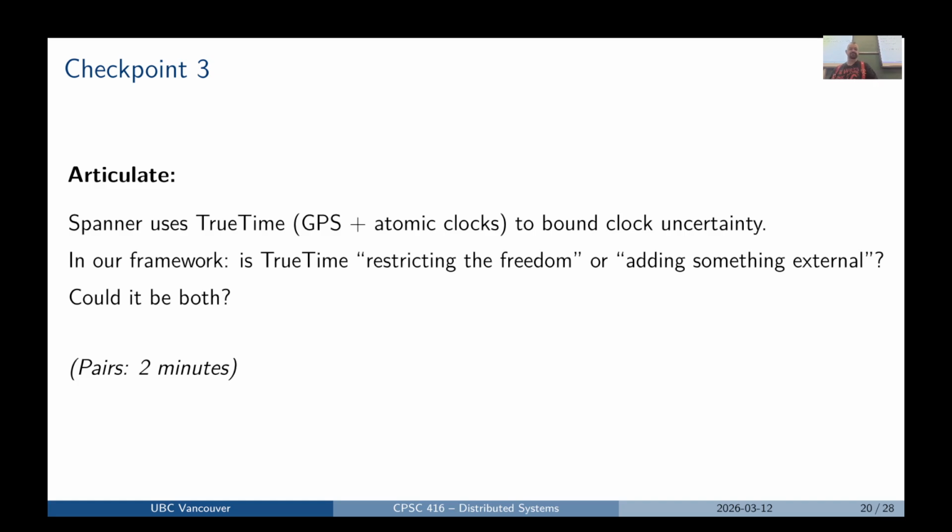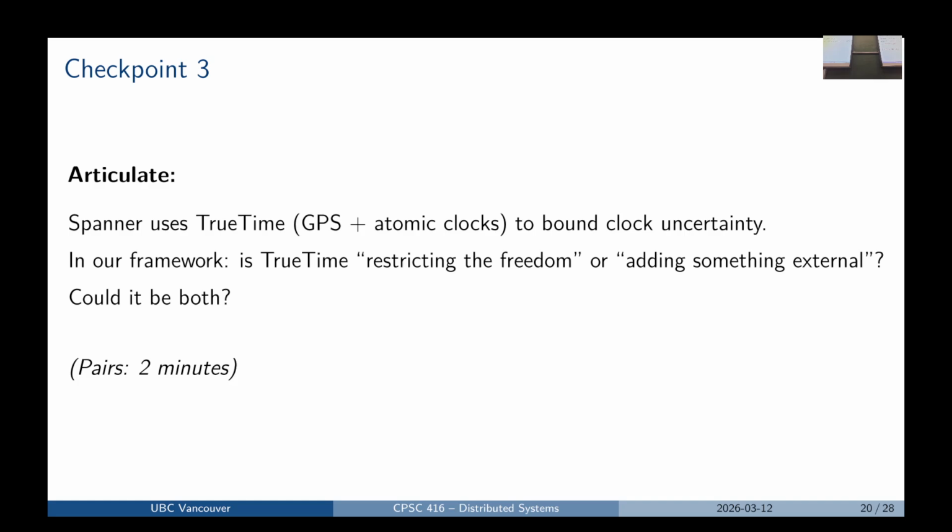All right. What'd you come up with? Is it a restriction of freedom or adding something external? Or both? I feel like it's both.